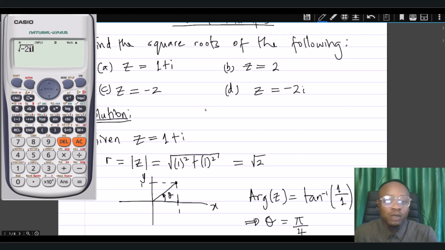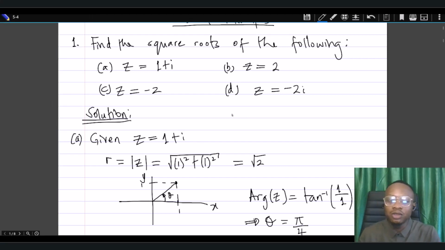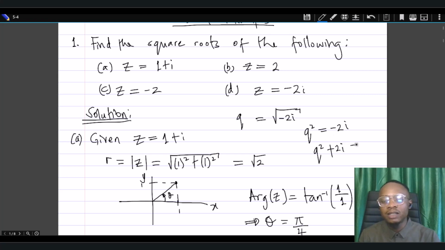But we know we want to get the square root of minus 2i, so we can try something here. We know the number we're looking for is the square root. Let's say q is a square root of this. That means q is equal to the root of z, which is the root of minus 2i. Then if we square this, we will have q squared equal to minus 2i. And by that, we can say q squared plus 2i equals 0.